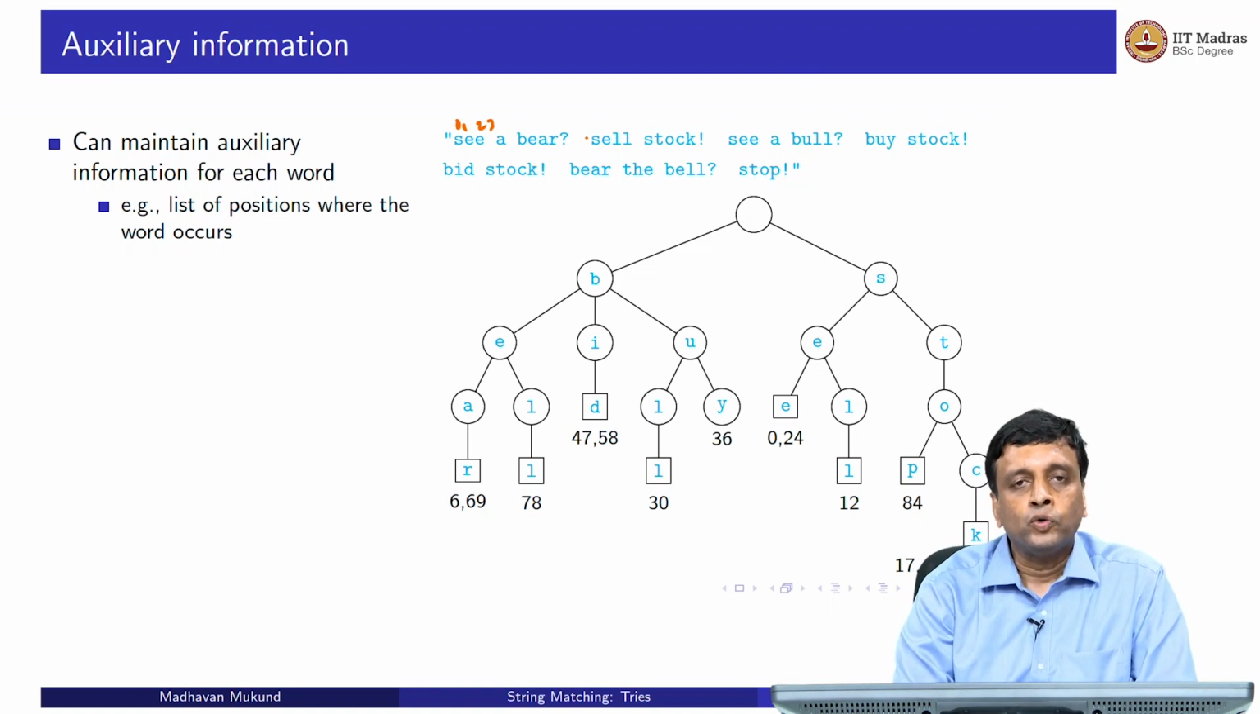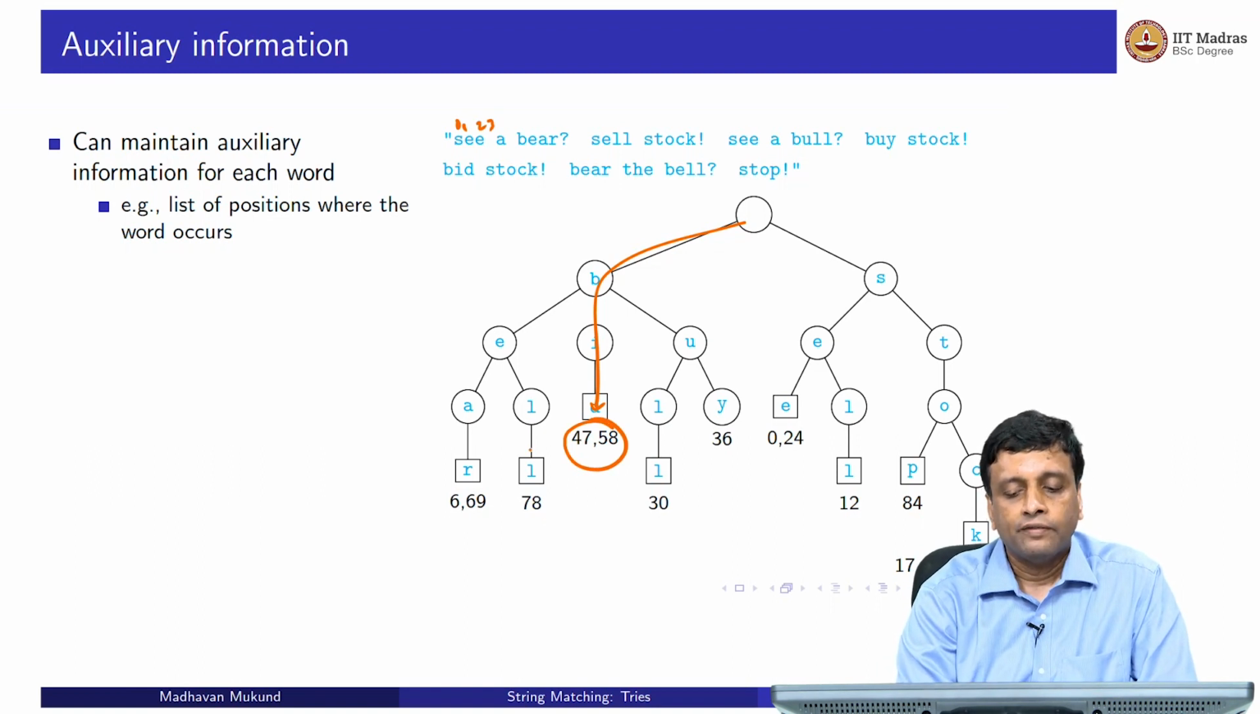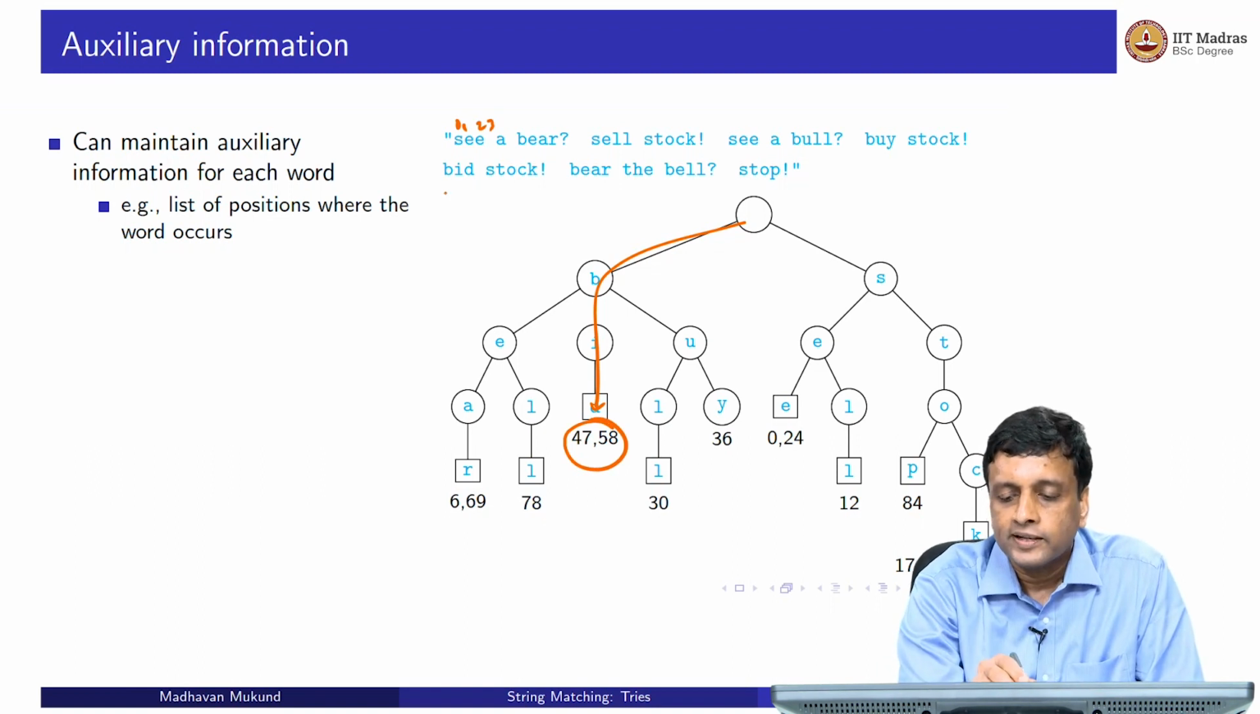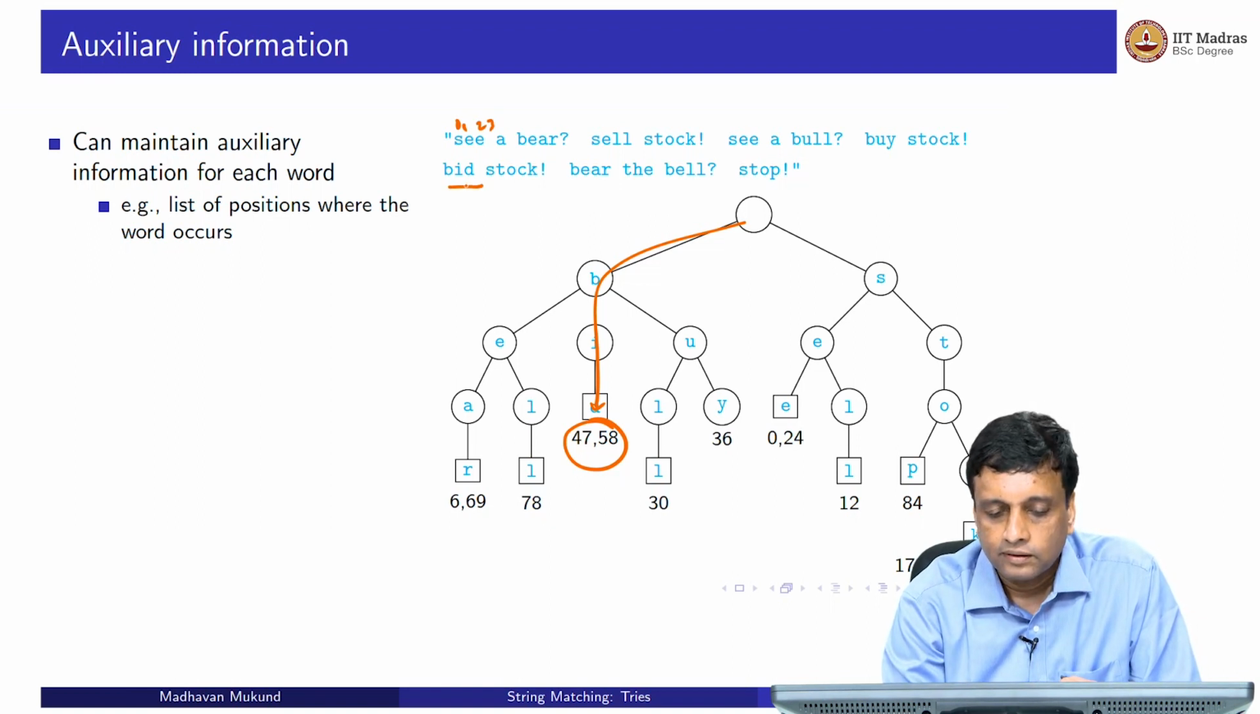So what we might want to do is not just record the words in my trie, but also record where they occur. So if we look, for instance, for the word bid, it says it occurs at positions 47 and 58. That's because you see 2 occurrences of bid here. We see a bid here, and where else do we see a bid?